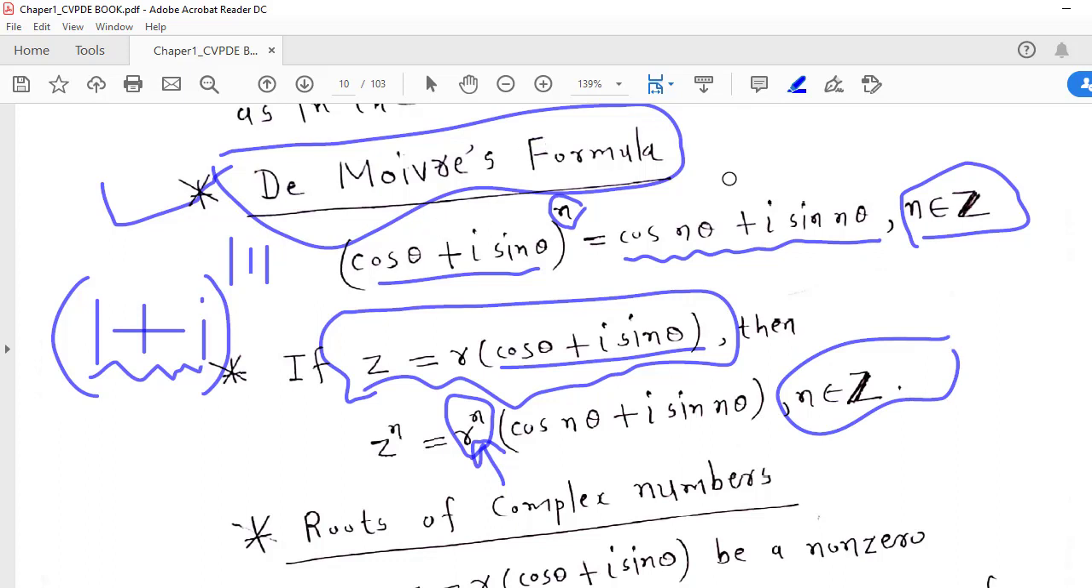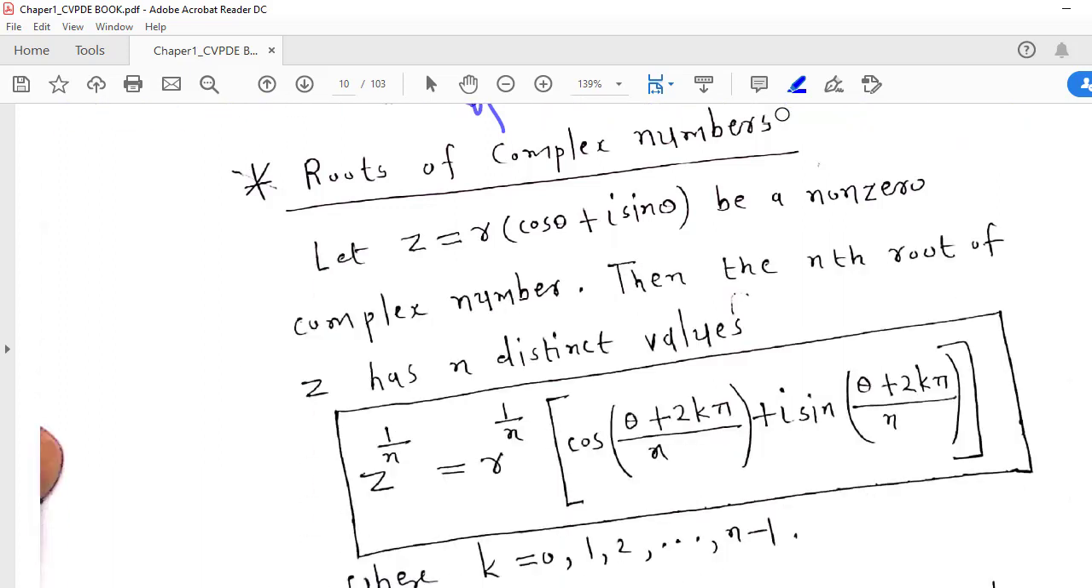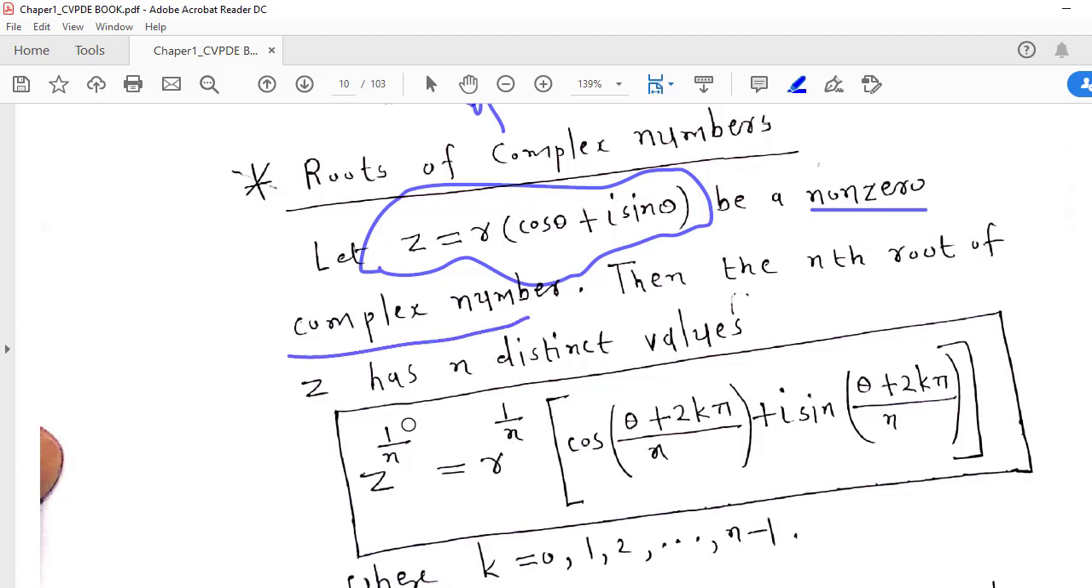Another application of De Moivre's formula is in finding roots of complex numbers. We have the formula for roots of complex numbers, which is derived using De Moivre's formula, but I am not going into the details of how the formula is derived. You just remember this formula, it is easy to remember. Suppose we have z equal to r into cos theta plus i sin theta, a non-zero complex number. Then how do we find the nth root of z?